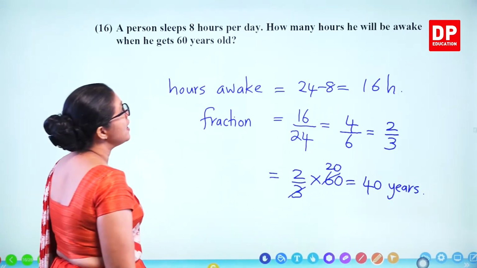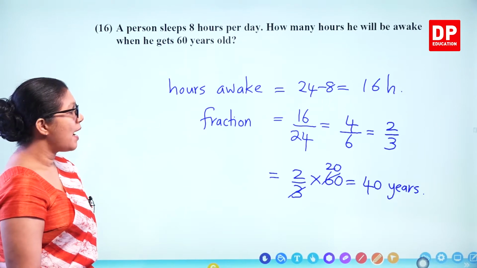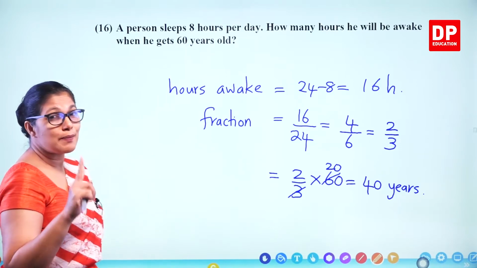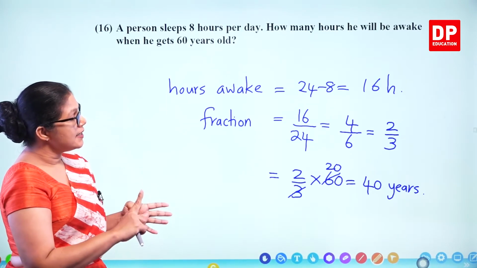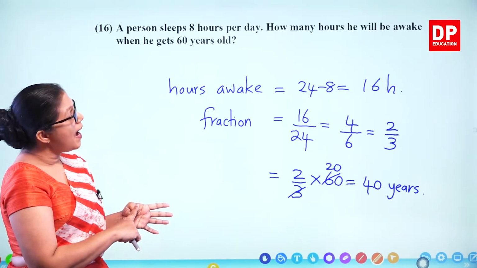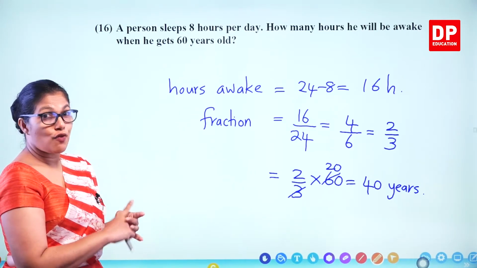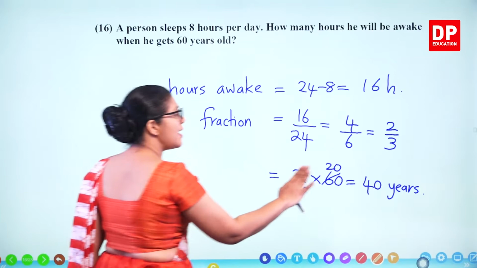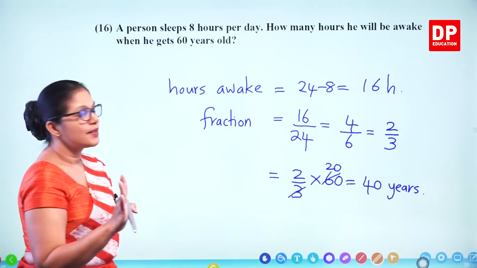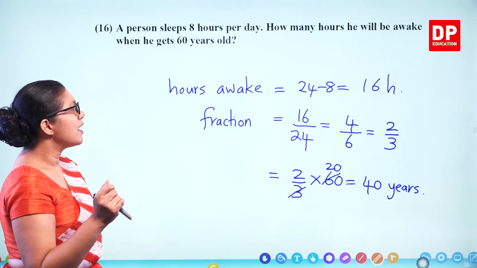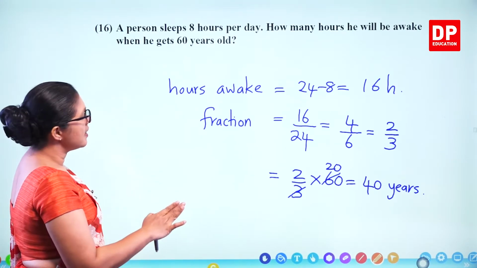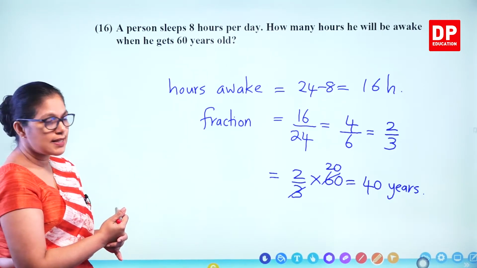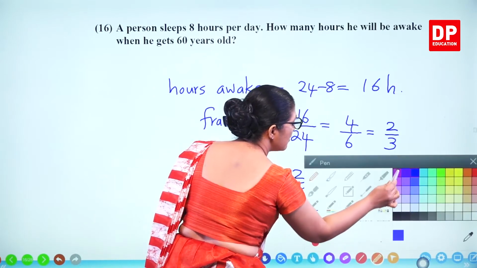If you want how many hours, you have to multiply by 24 hours per day and 365 days for 1 year and multiply by 40. But as a whole, we can say 40 years of hours awake here. Otherwise, you get a large number. So we are writing how many years awake, that's 40 years. So you get 2 marks for this question.